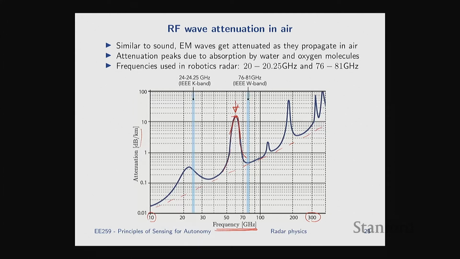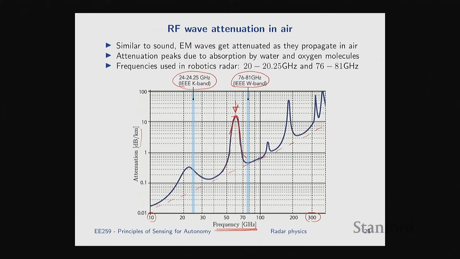Now, specifically for radar in robotics, the two frequency bands that are very commonly used, one is this one, which is between 24 and 24.25 gigahertz. And that is part of the so-called K-band according to the IEEE standards. And then we have this frequency band, which goes from 76 to 81 gigahertz, and that falls inside the so-called IEEE W band. Okay? Those are the most common ones for radar and robotics.